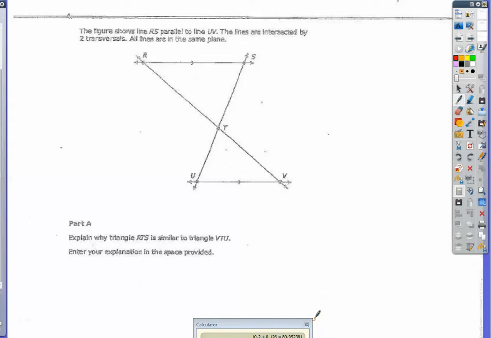So here's what's happening. You have a pair of parallel lines. One here called U. This one is V. And so this is line segment UV. And it is parallel to line segment RS.